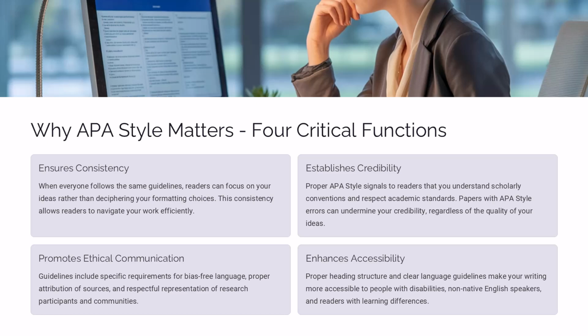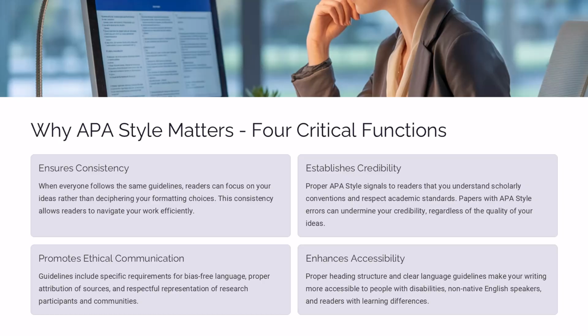Understanding why APA style matters transforms rule following into purposeful communication. APA style serves 4 critical functions that directly impact the effectiveness and integrity of your scholarly work. First, APA style ensures consistency across all scholarly communication.